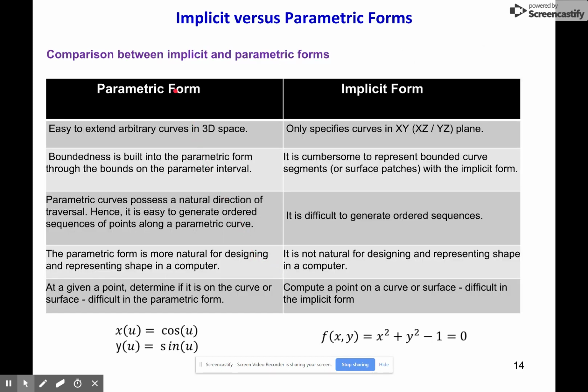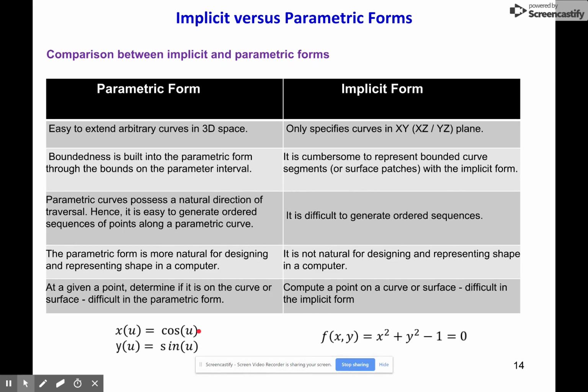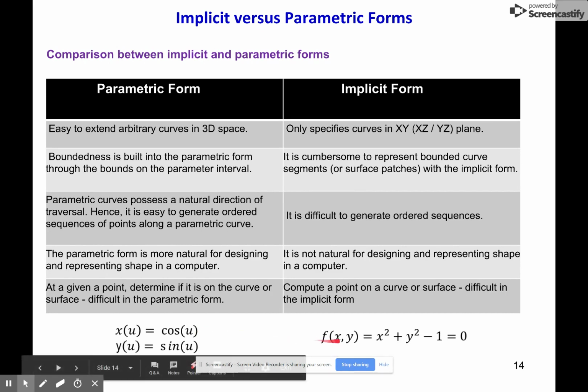So we have seen two representations, parametric form and implicit form. Which representation is better? Basically, the universally accepted form is parametric form. Parametric form, as you can see, is independent of both x and y, so it is easier to extend to higher degree when compared with the implicit form.